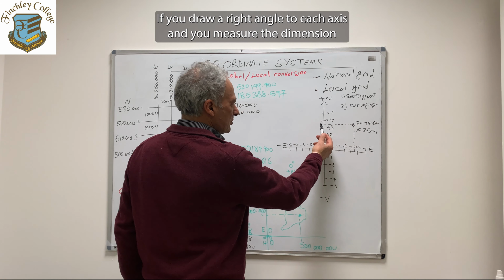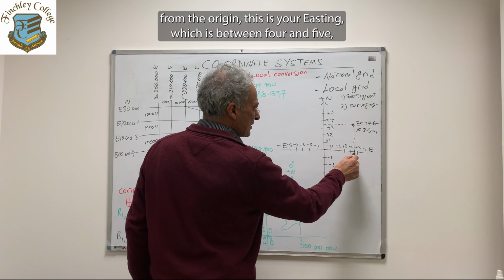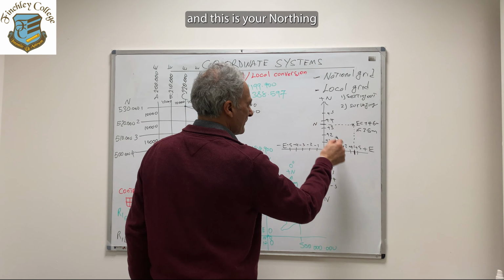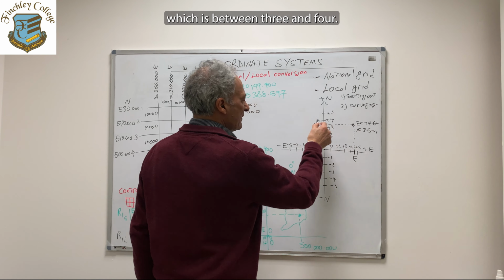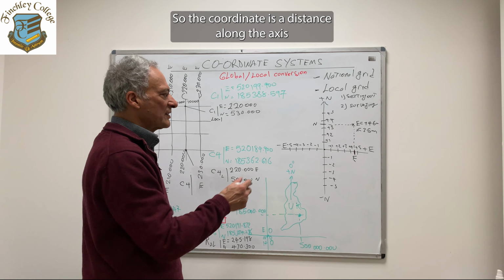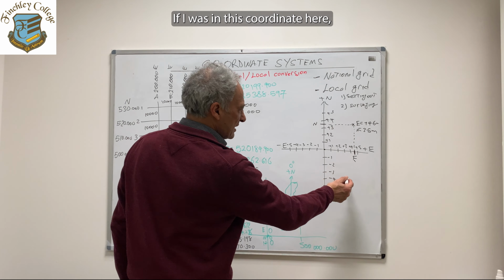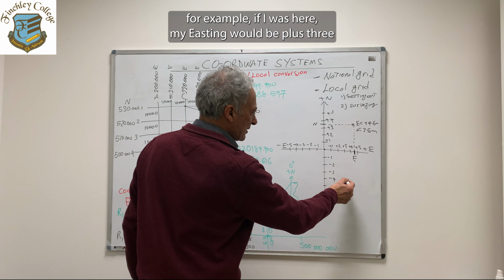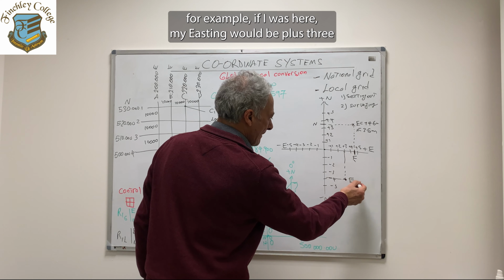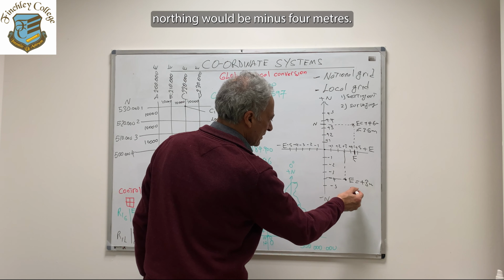If you draw a right angle to each axis and you measure the dimension from the origin, this is your easting, which is between 4 and 5, and this is your northing, which is between 3 and 4. So the coordinate is a distance along the axis from the origin to the point. If I was in this coordinate here, for example, my easting would be plus 3 meters, and my northing will be minus 4 meters.